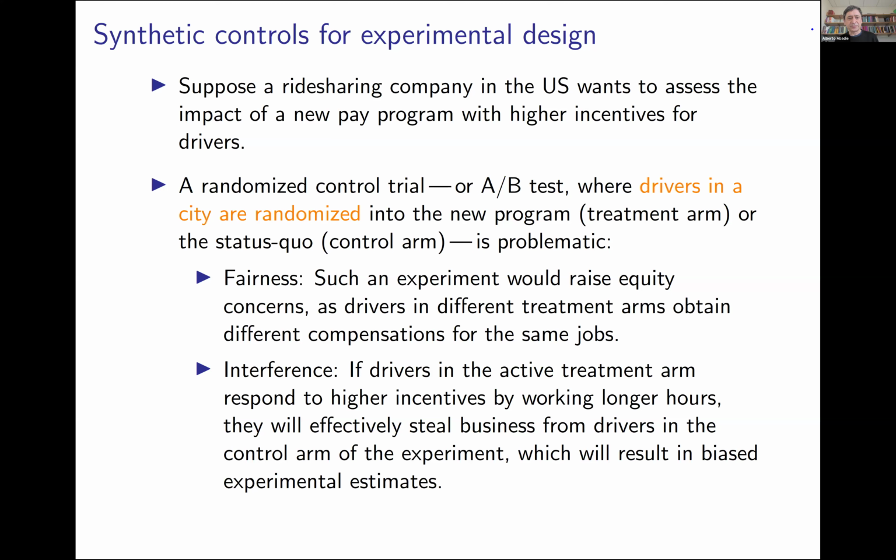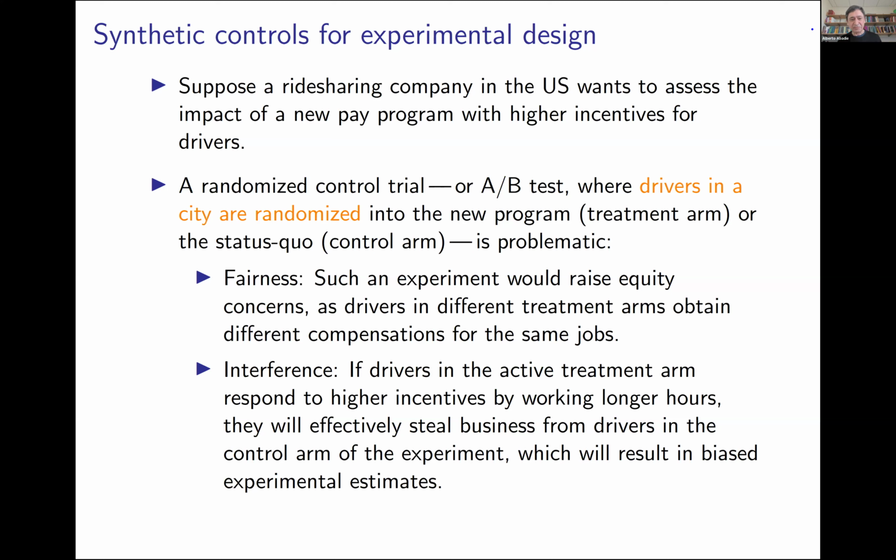The first way they think about how to evaluate this policy is running a randomized controlled trial or an A/B test. They will go to a city, and in the city, the drivers will be randomized either to the treatment group, in which they will receive extra compensation, or to the control group, where they will receive the current compensation. But pretty soon they realize that this experiment is going to be problematic, at least for two reasons.